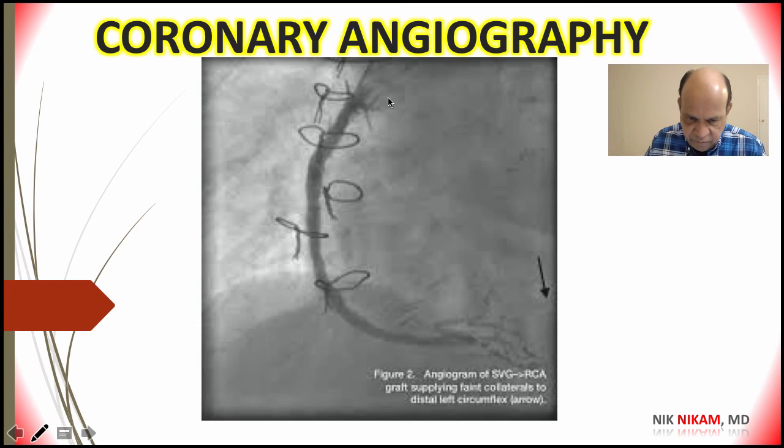Here's an example of a patient with coronary artery bypass surgery, and the way we tell that this patient had the surgery is by looking at these sternal wires. That's an indication this patient had open heart surgery. And here's a vein graft which is supplying the distal part of the right coronary artery.